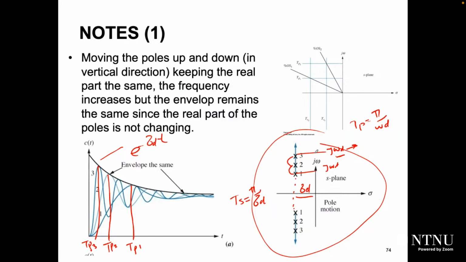So here, if we keep the real part the same, the envelope will stay the same, because this envelope is a function of exponential minus delta d t. It will stay the same, but what will change here? It will be the natural frequency, right? It will increase. When it's increasing, what will happen? The peak time will decrease.